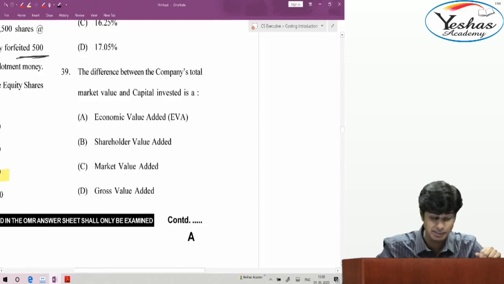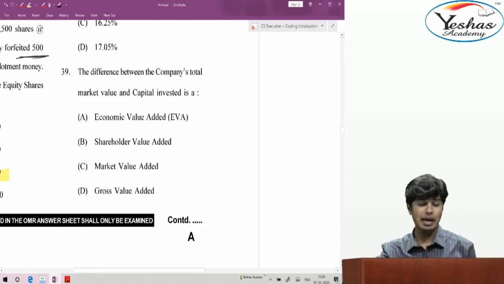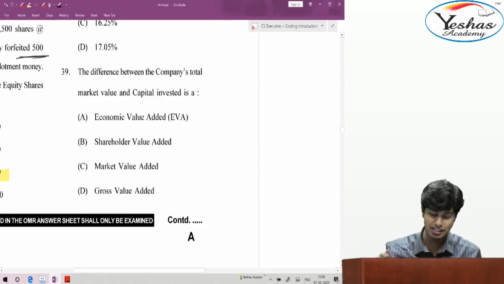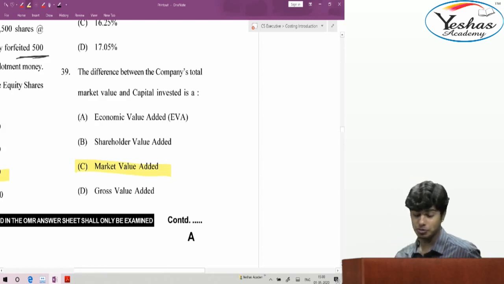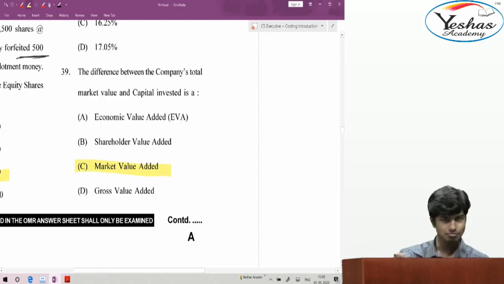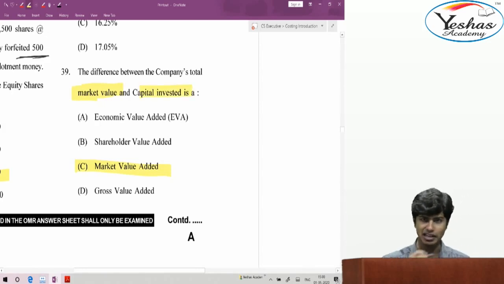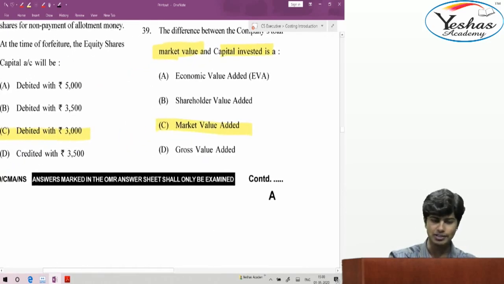Start with question number 39. 39 talks about the difference between the total market value of capital and capital invested is market value added. Yeah, go back and then please read that one paragraph of explanation given on market value added, and you will end up understanding the same. The question itself says the market and the capital invested difference is definitely market value added. Come on, let's go to question number 40.